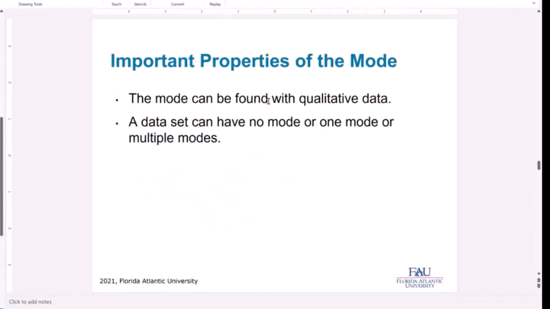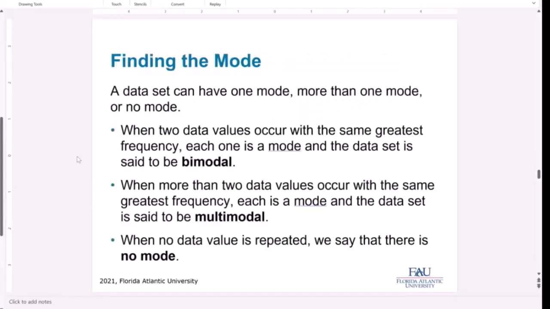The mode can be found with qualitative data. A data set can have no mode, one mode, or multiple modes. They're saying that it doesn't have to be quantitative. Remember, quantitative is numbers. Let's say we put people's names in alphabetical order. We can find the mode. Maybe one of the names is used the most. That would be the mode. It doesn't have to be numeric. There's no numbers necessary.